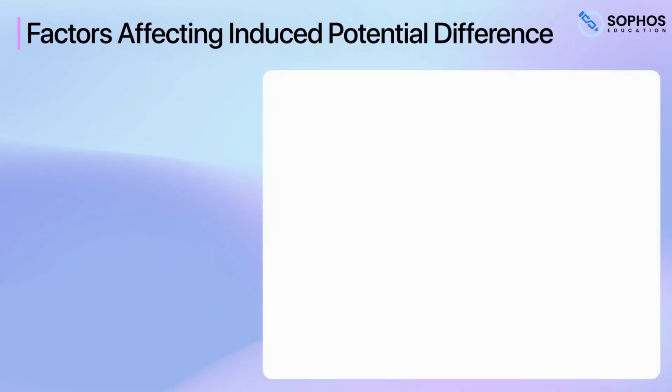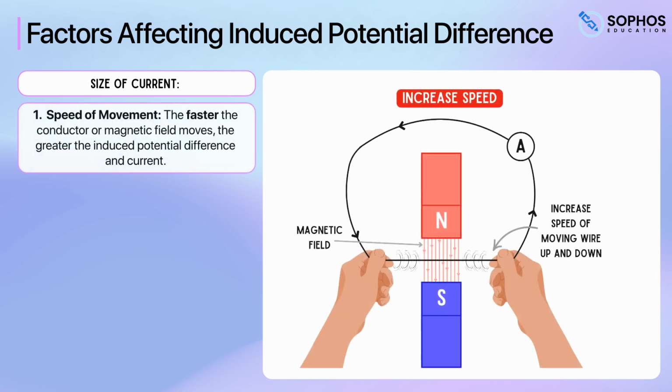Now let's look at factors that affect the size and direction of the induced potential difference and current through a conductor. We'll start with the four factors that affect the size of the current. First, we have the speed of movement. The faster the conductor or magnetic field moves, the greater the induced potential difference and current. That is, if you increase the speed at which you move a wire through a magnetic field or a magnet through a solenoid, you will see a corresponding increase in the induced voltage and current.